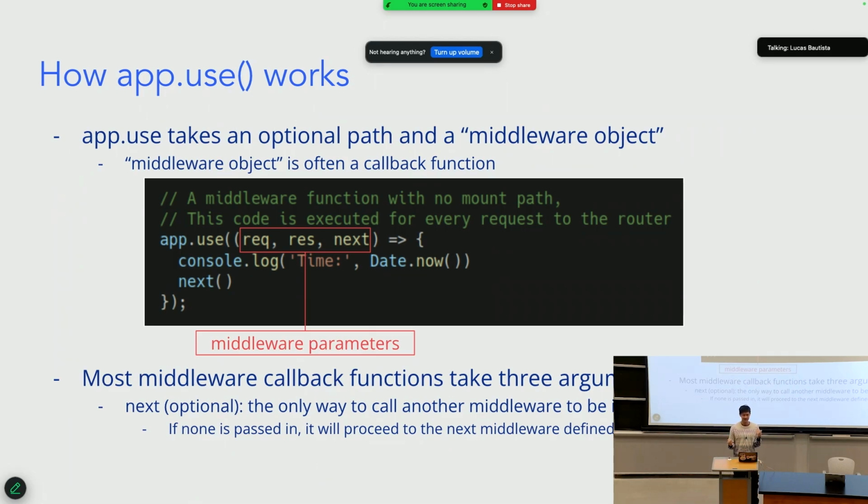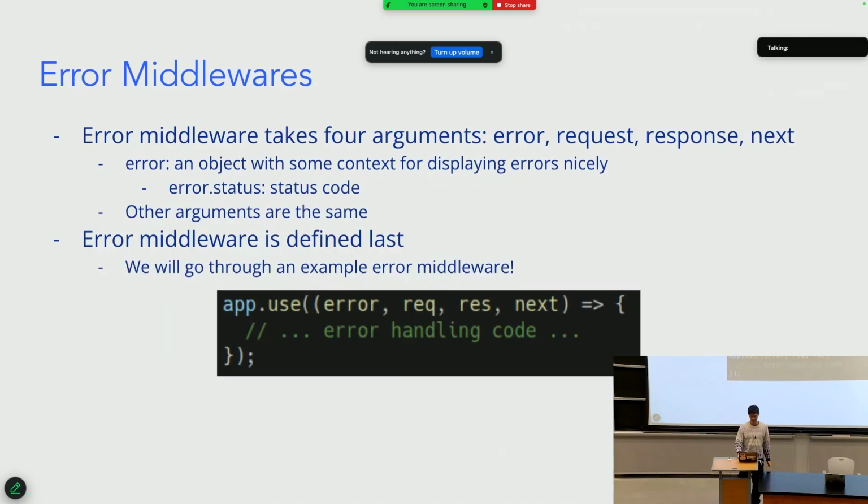Basically, what this code is doing is whenever we have any endpoint called, no matter what that endpoint is, we're going to log the current time to the console. So if, for example, /API/test is called, we'll log the time, and then we'll do whatever is defined in /API/test. Now we'll talk about error middlewares for a little bit.